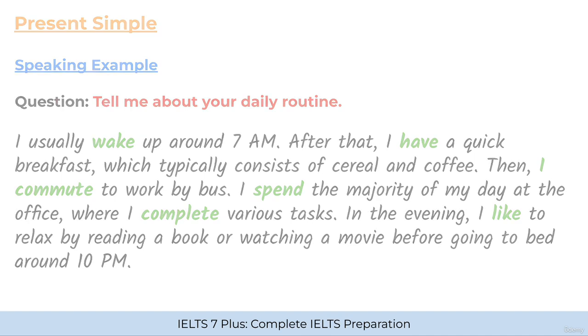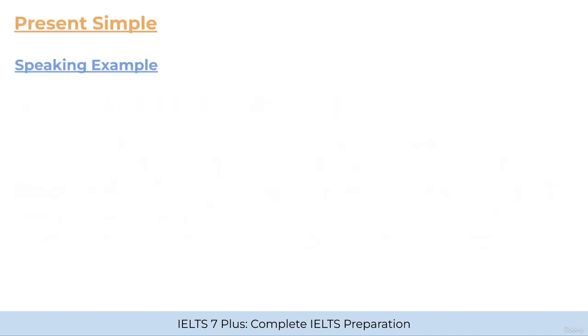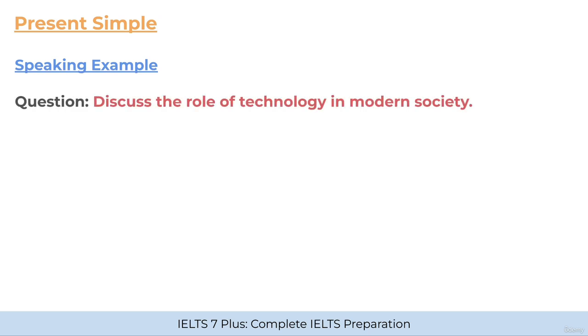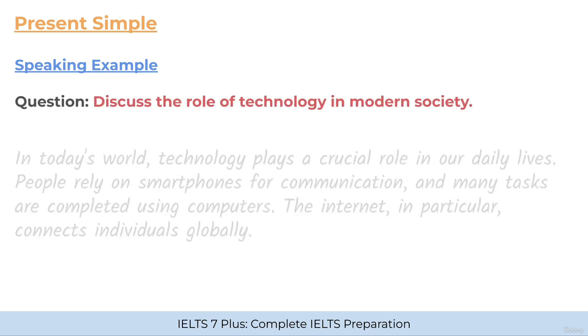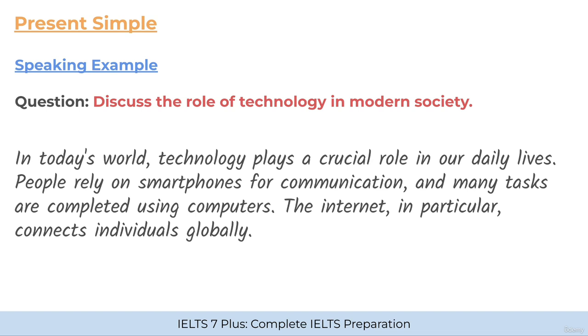Okay, let's go on to another example and let's see if you can spot the present simple here. So discuss the role of technology in modern society. And the example answer: in today's world, technology plays a crucial role in our lives. People rely on smartphones for communication, and many tasks are completed using computers. The internet, in particular, connects individuals globally.